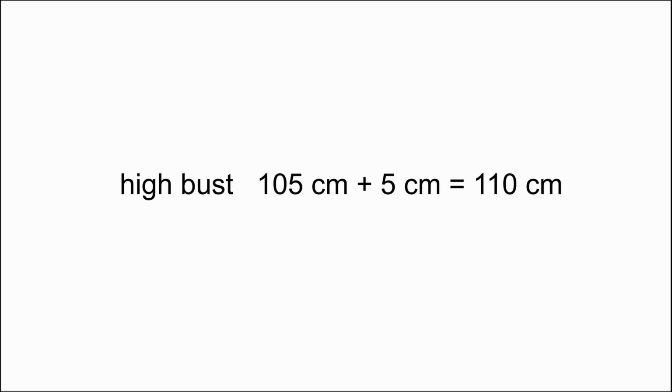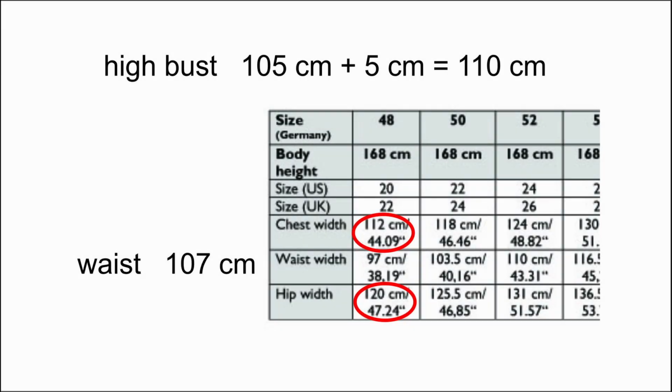So at first we take the high bust measurement and add 5 cm to calculate an imaginary chest measurement with a cup size B. This is more or less the cup size for which patterns are normally drafted. Then we have a look at the measurement chart.